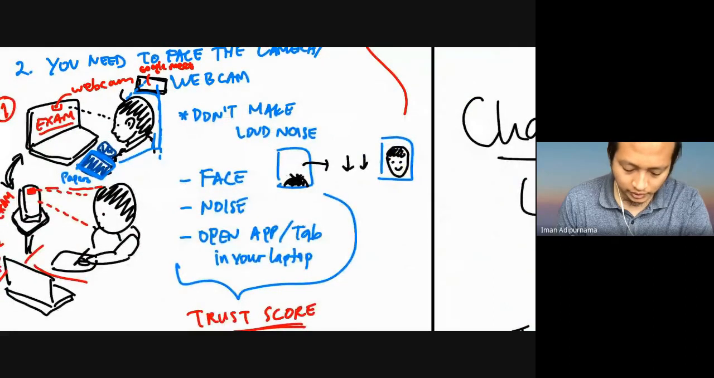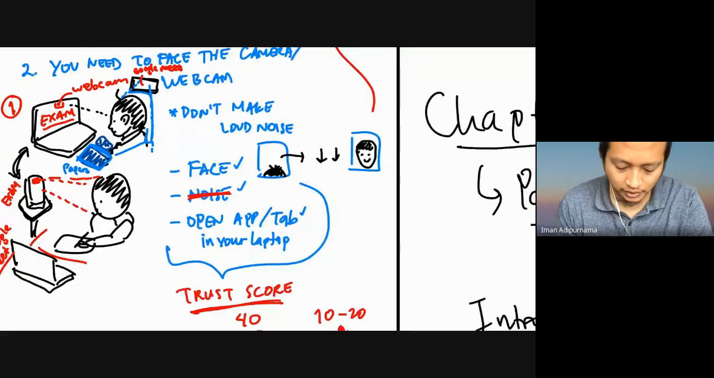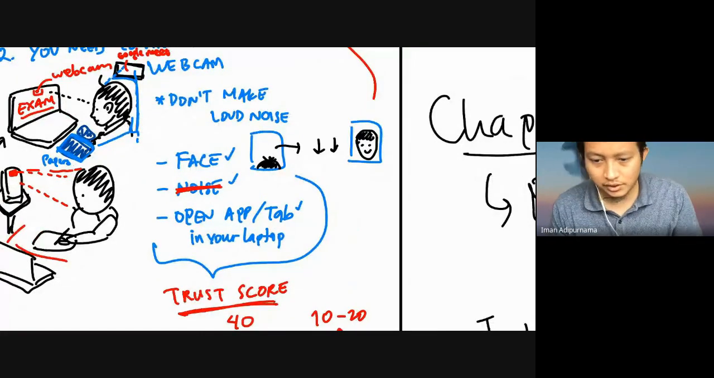I told you before that the software I am going to use will detect your face, noise, and switching tabs. I will set the noise detection as not really important, because it's really sensitive. I am afraid it will detect any small noises you make. So it's not really important.